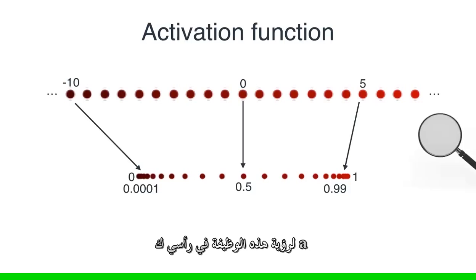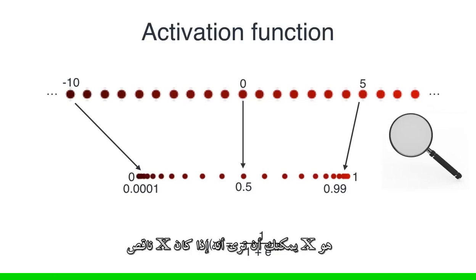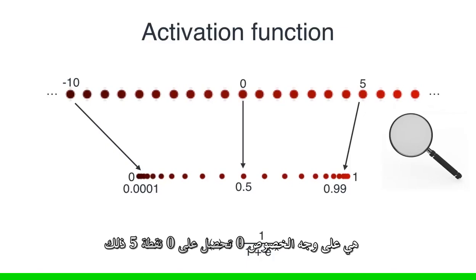I like to see this function in my head as a magnifying glass, because if you look at the entire number line through a magnifying glass, the points at the right and at the left kind of crunch into the sides, and the points in the middle kind of stay the same. If you and math are on speaking terms, the formula for this activation function, which is called a sigmoid, is 1 over 1 plus e to the minus x. You can see that if x is large, this function is very close to 1. If x is large negative, this function is very close to 0. And if x is 0, you get 0.5.